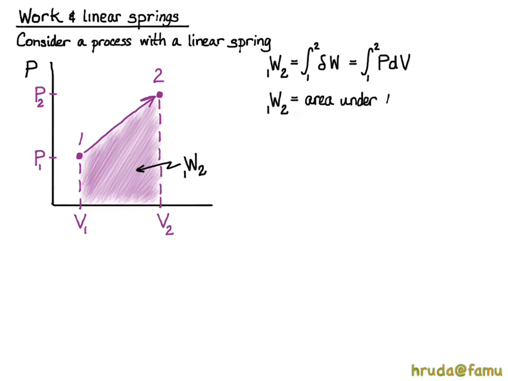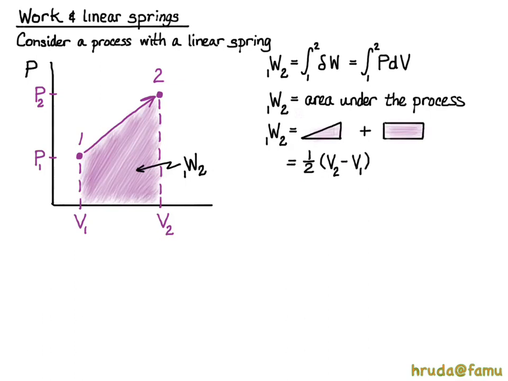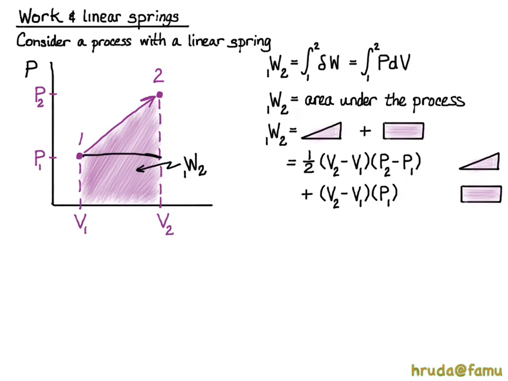You'll say, okay, well, how do I do that? The easy way is the work is the area under the process, so we could say that the work is the triangle plus the rectangle, where the area of the triangle is 1/2 the base, which is V2 minus V1, times the height, which is P2 minus P1. Once again, looking at the triangle, we have the base is V2 minus V1, and the height is P2 minus P1. And then we'll add to that the area of the rectangle, which has a base of V2 minus V1 and a height of P1.